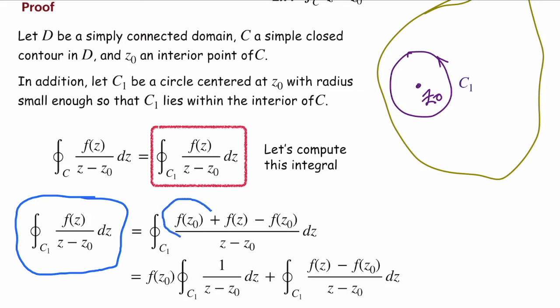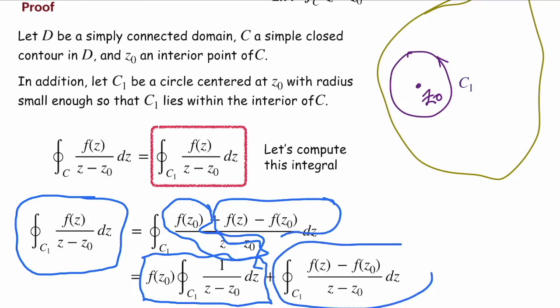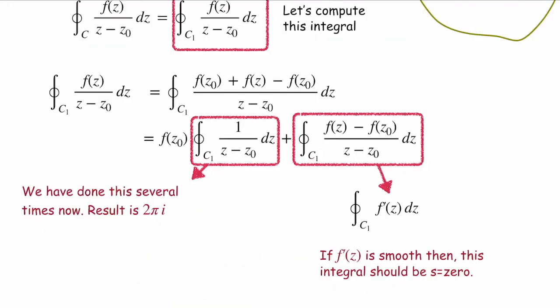Now we factor out the first term and write it as a separate term, and then we have a second term which we write here. So what we get now is f of z0 times the contour integral over C1 of 1 by z minus z0 dz, plus the integral over contour C1 of f of z minus f of z0 divided by z minus z0 dz. Again, we know this function, which we have done earlier. So we know that the result of this would be simply 2 pi I.